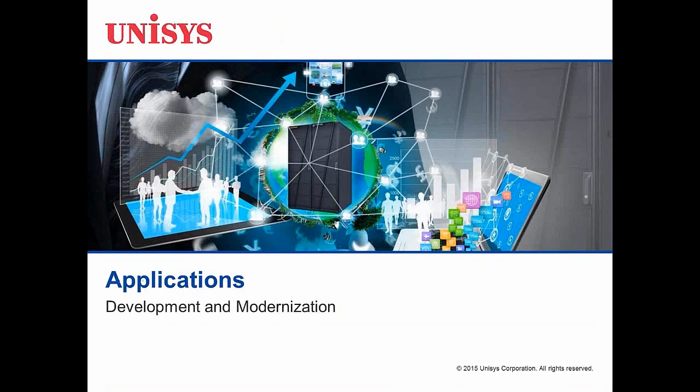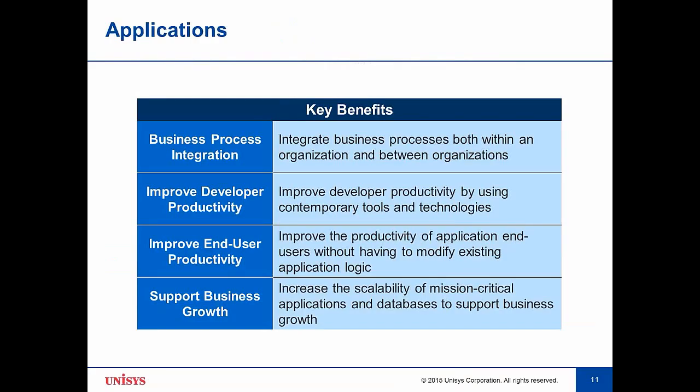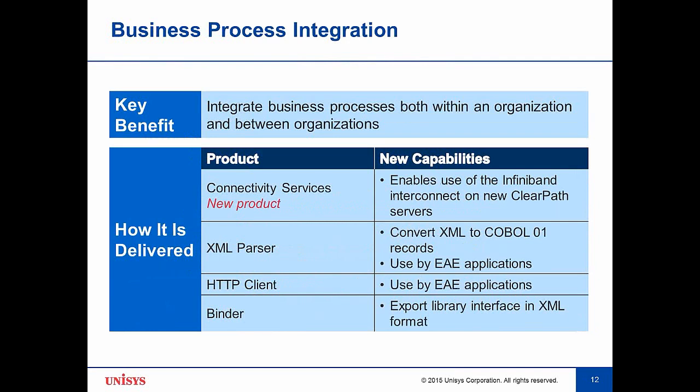So now we'll start with the application area. I just summarized the benefits a few slides earlier, so let's just get into the content. In the first area of business process integration, we have this new Connectivity Services product, and I'll talk about it in more detail. Also, the XML parser, which is a product that's been around for several years, has a couple of enhancements. The first is to convert XML documents into COBOL 01 records easily.